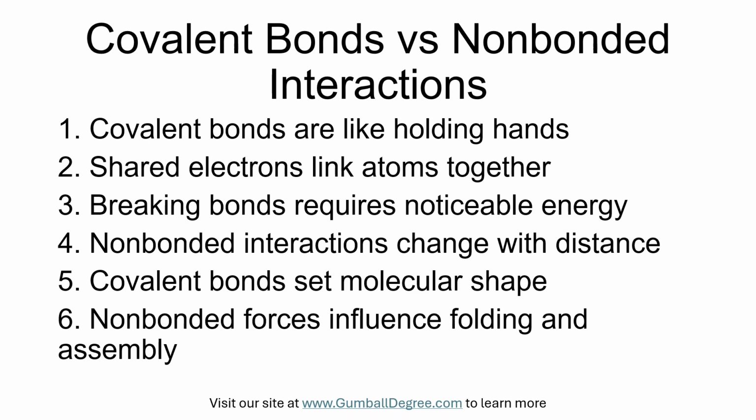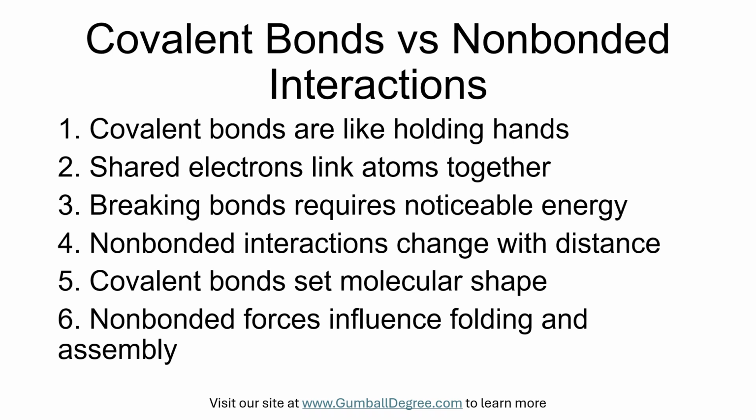Covalent bonds have specific lengths and angles that you can measure, and they determine the shape and stability of a molecule. Whereas non-bonded interactions, such as electrostatic attractions, hydrogen bonds, and van der Waals forces, vary continuously with separation and are often much weaker.